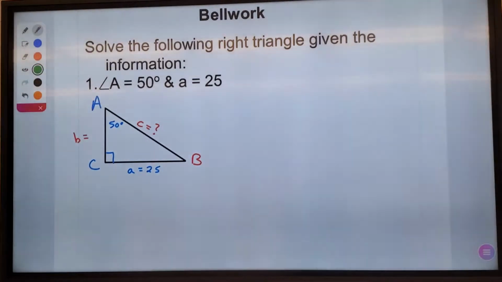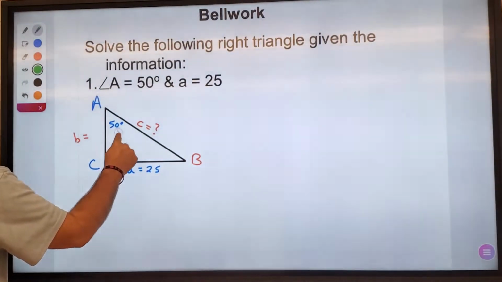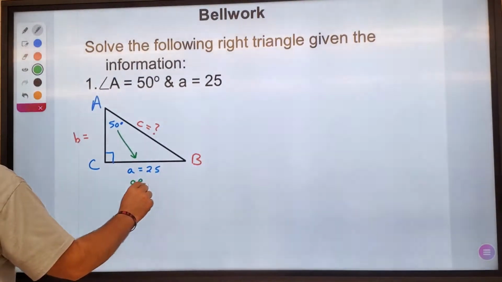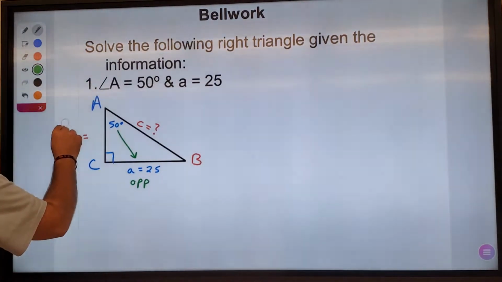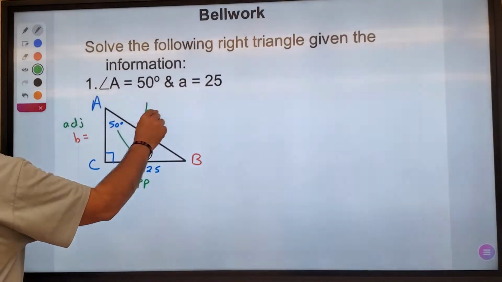Okay, and again, let's go ahead and set up which ones are opposite, adjacent, and hypotenuse, because we're going to need those. So if I'm using angle A, I'm going to go straight down here. This is my opposite side. This would be my adjacent side. And this would be my hypotenuse.